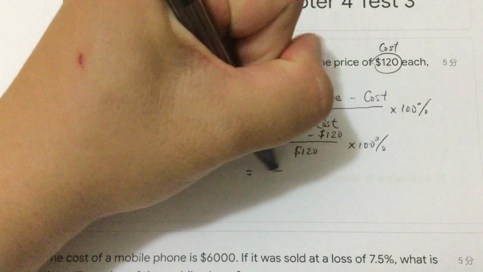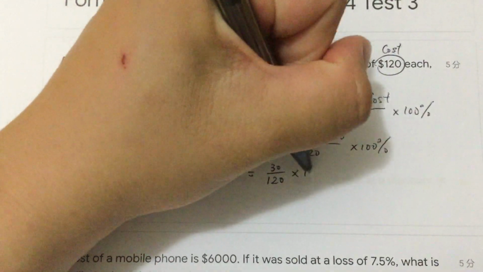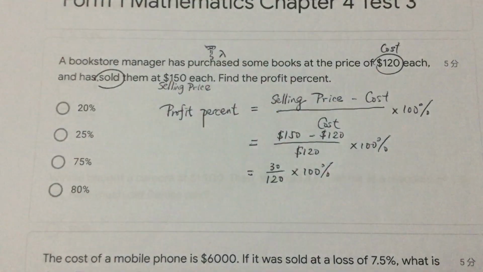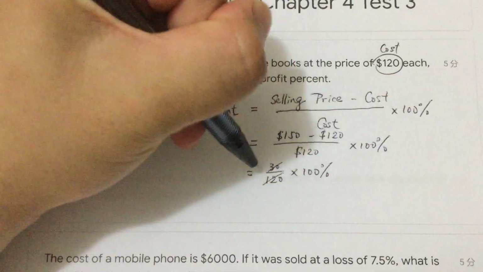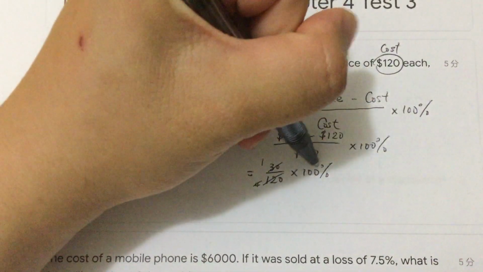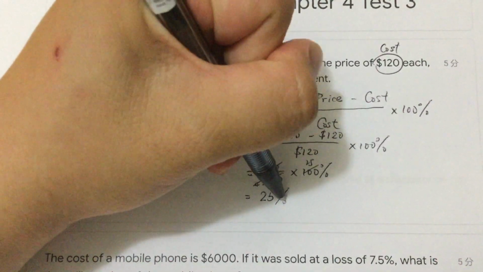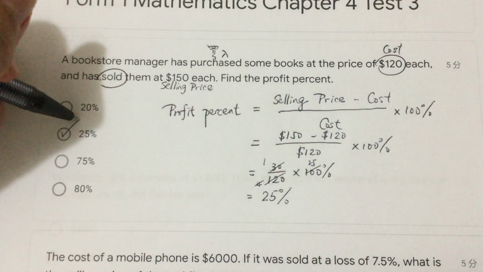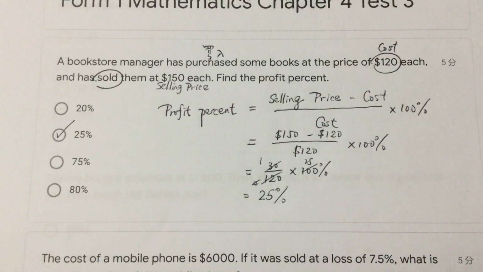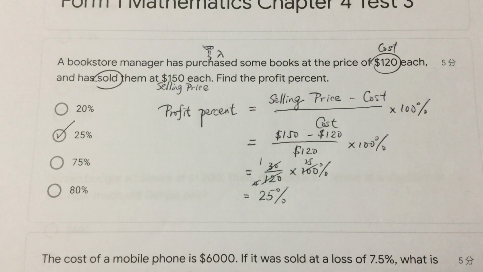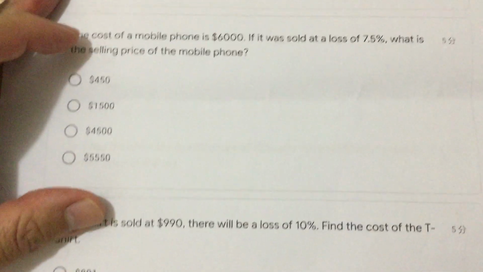Next, we have 30 over 120 times 100%. And we can do the cancellation. This one is 1, this one is 4, this is 4, and this one is 25. So you get 25%. So the answer of the first question is 25%. So this is question 1. And then we will go to question 2.